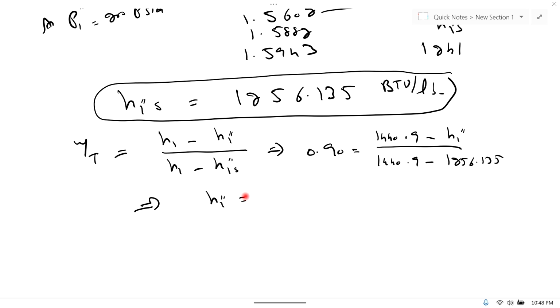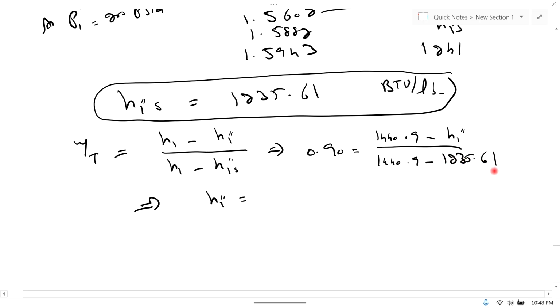This value is 1235.61, and the actual enthalpy at the intermediate section of the turbine, H1 double dash, is 1256.139 BTU per pound mass.